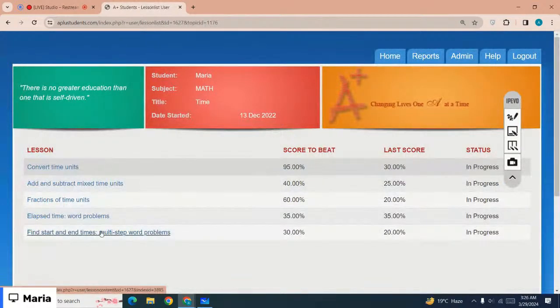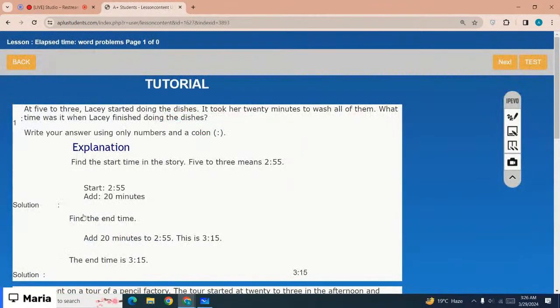The next lesson is elapsed time word problems. At 5 to 3, Leslie started doing the dishes. It took her 20 minutes to wash all of them. What time was it when Leslie finished doing the dishes, right? So at 5 to 3, right? That means you have 5 minutes to 3.